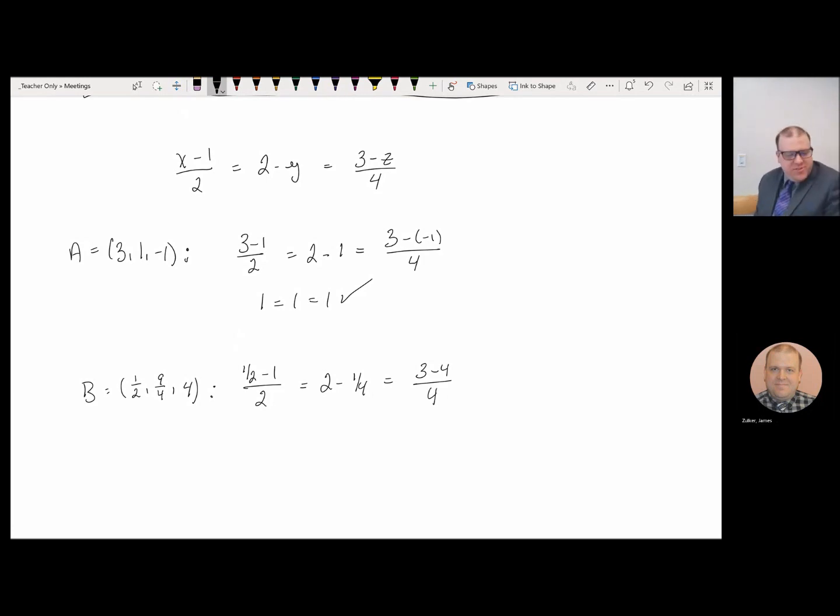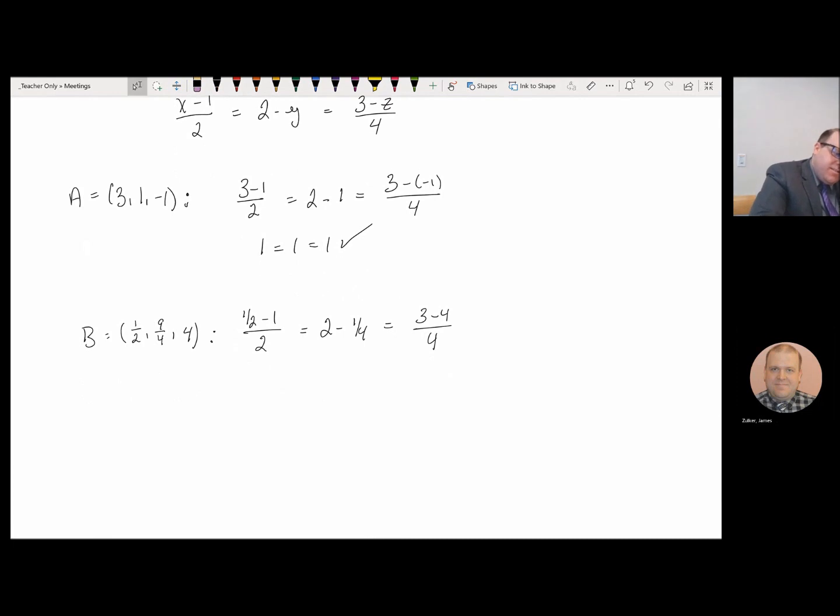And we say the same thing. Is this a true statement? Well, let's see. Negative a quarter equals 3/4. No, why am I doing a quarter? That should be 9/4, shouldn't it? That would be negative a quarter and negative a quarter. B is on the line.